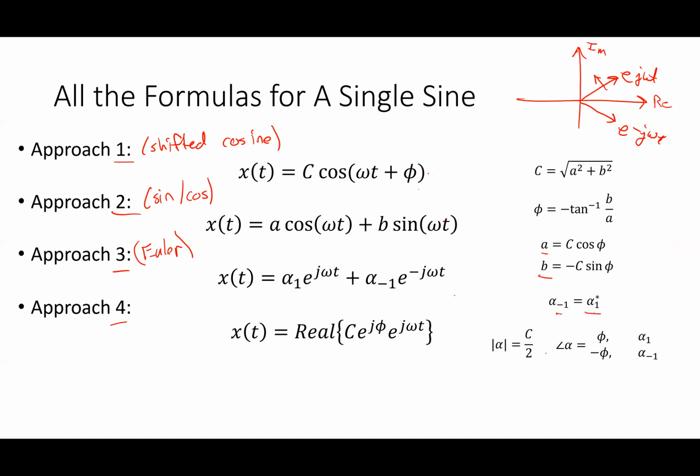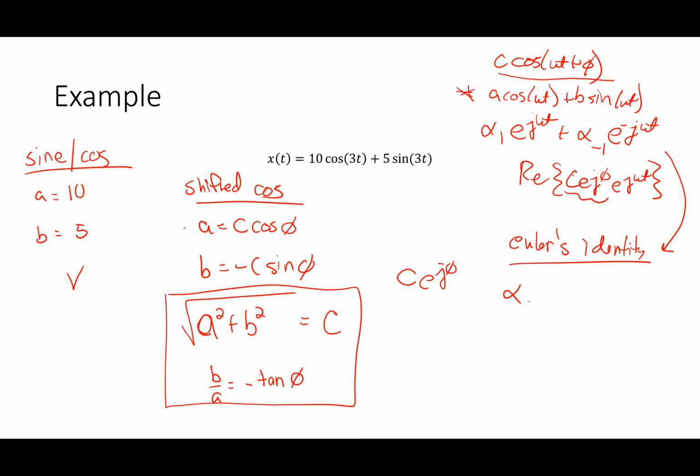Yeah, the magnitude is C over 2 for both of them. Okay. What does this mean? Alpha minus 1 equals alpha 1 asterisk. What is that? Alpha minus 1 is conjugate. Yeah, they're conjugates of each other. So basically what that ends up saying is alpha 1 is C over 2 e to the j phi, and alpha minus 1 is C over 2 e to the minus j phi.